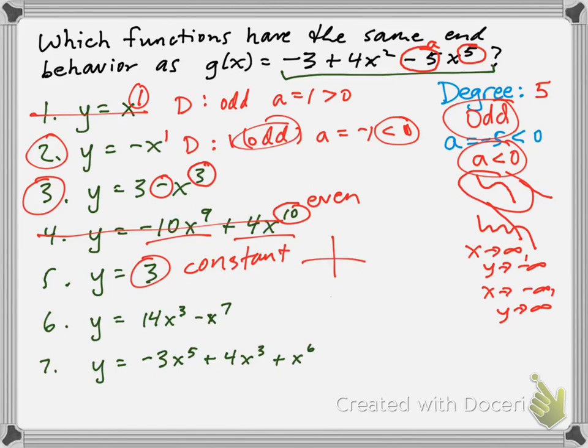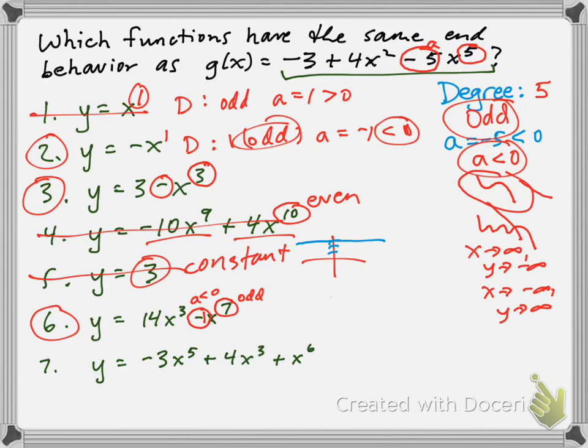So the constant looks like this anyway. y equals 3, 1, 2, 3, looks like that. That doesn't have the same end behavior except for other constants. So therefore, we scratch that one off the list. And then number 6. So what are we looking at here for number 6? The degree is 7. That's odd. The coefficient of the largest degree term is negative 1, so a is negative. So therefore, number 6, that function has the same end behavior as the given function.